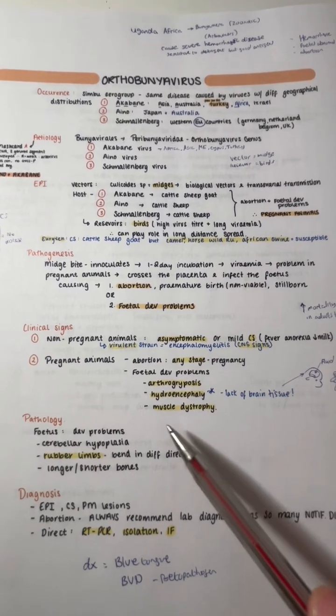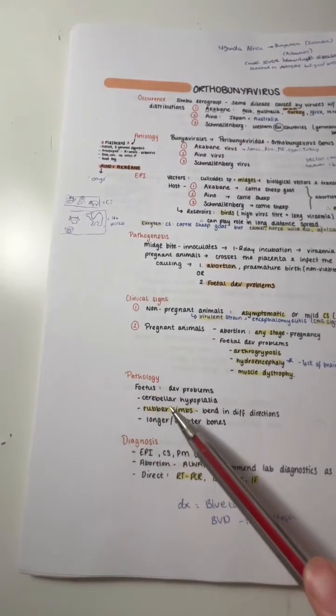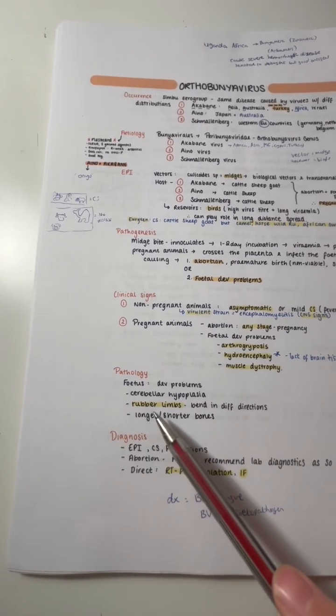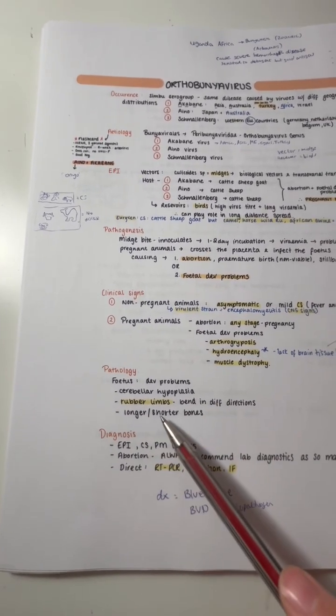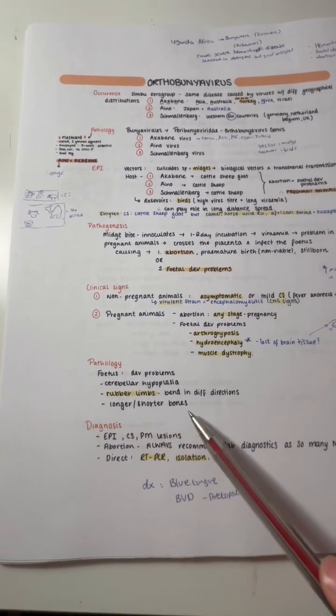hydranencephaly, and muscle dystrophy. In the pathology of the fetus, we can see developmental problems, such as cerebellar hypoplasia, rubber limbs, so they bend in different directions, and longer or shorter bones.